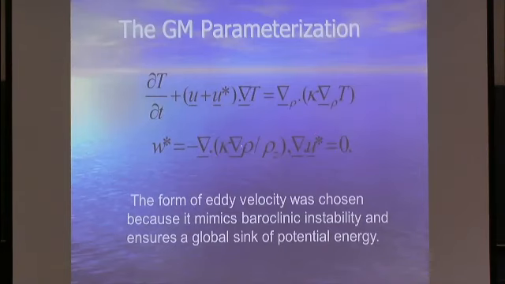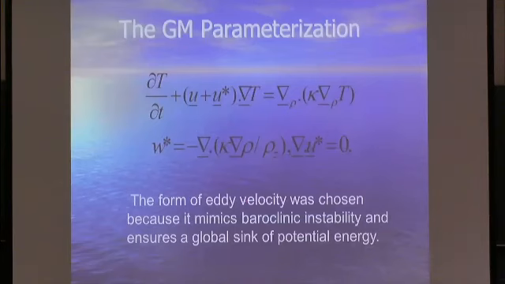And we picked a form which was proportional, the vertical velocity is proportional to the divergence of grad rho over rho z, which is the slope of the isopycnals. So where there's bigger slopes in the isopycnals, this quantity would be larger.